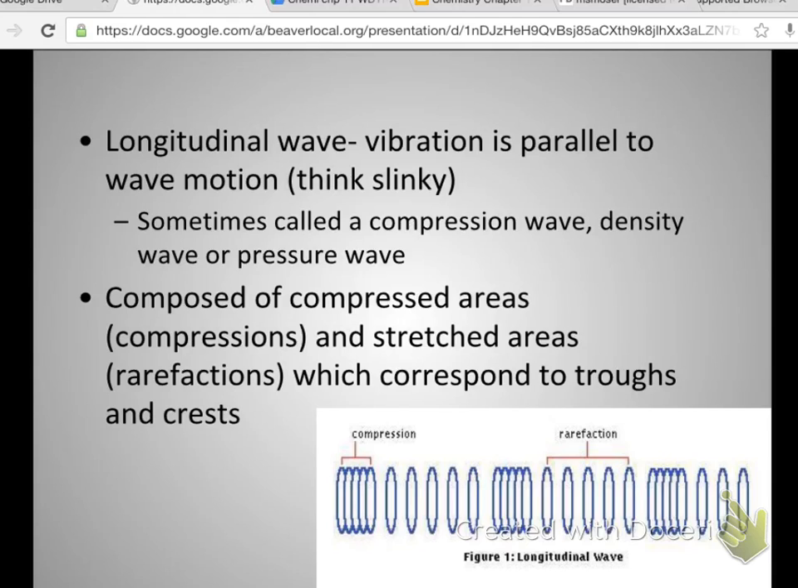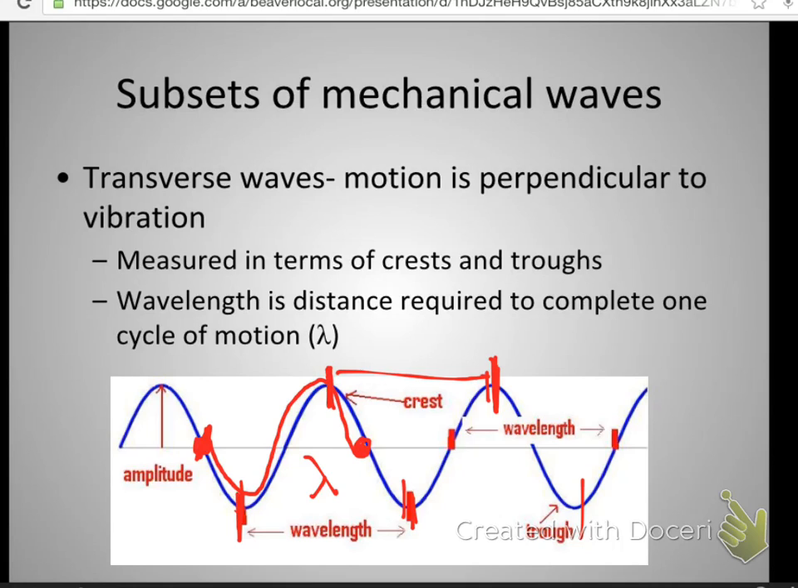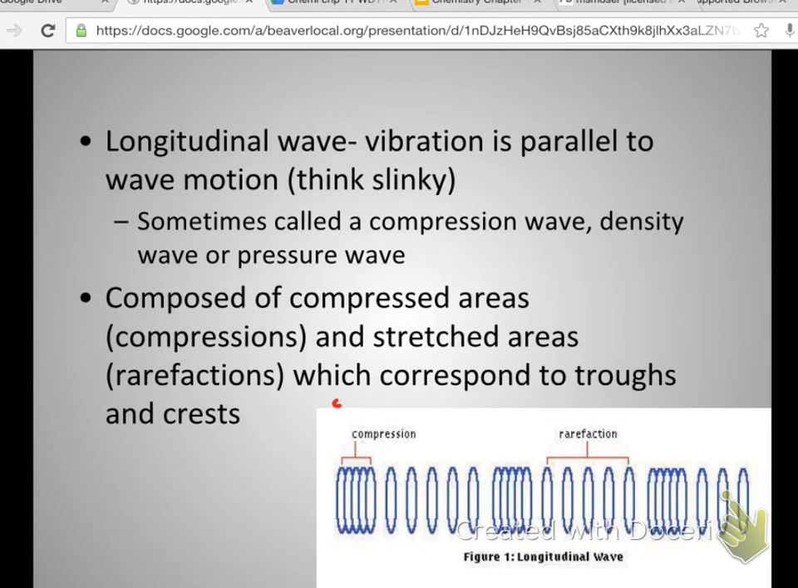The other kind of mechanical wave is a longitudinal wave. This sometimes gets called a compression wave. In this, the vibration of the particles is parallel to the motion. So back here, the vibration of these particles is perpendicular to the motion of the disturbance. The disturbance is traveling this way, the particles are traveling up and down. In a compression wave, the disturbance is traveling this way and the particles are traveling back and forth. Okay? So the motion of the individual particles is in the same plane as the motion of the wave itself.